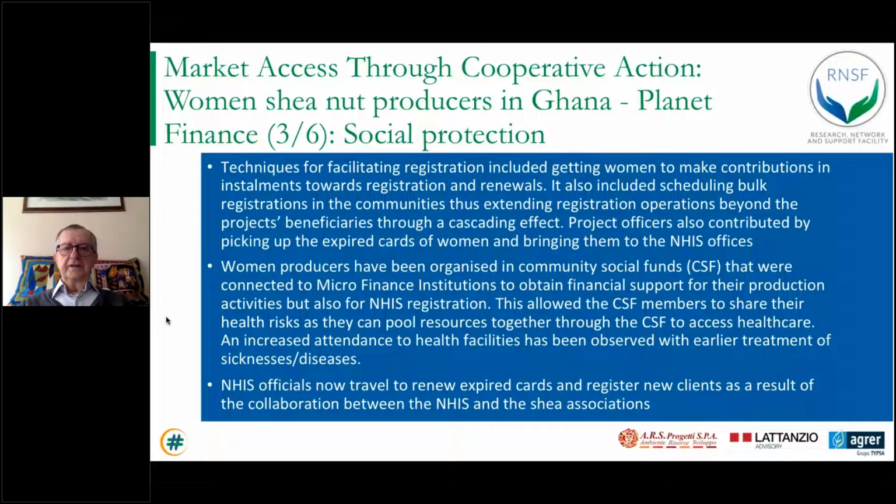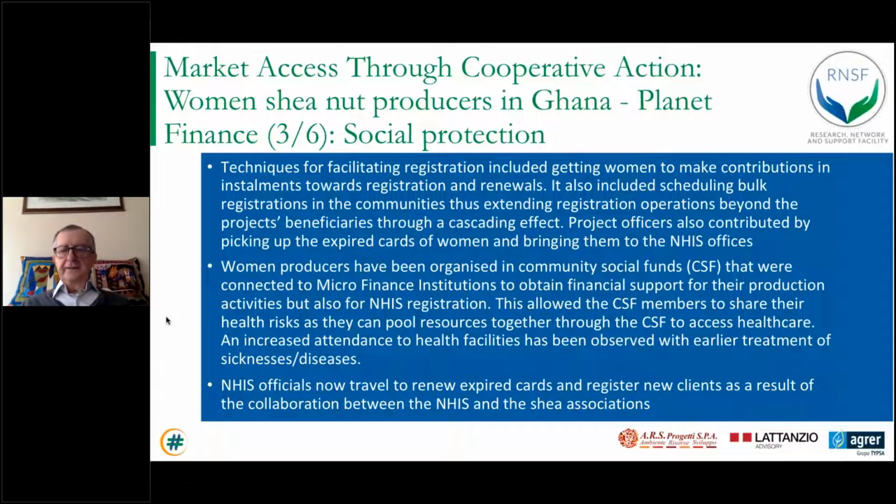Women producers have been organized in community social funds that were connected to microfinance institutions to obtain financial support to help them for NHIS registration. This allowed the community members to share their health risks, as they can pool resources together through the access to healthcare.